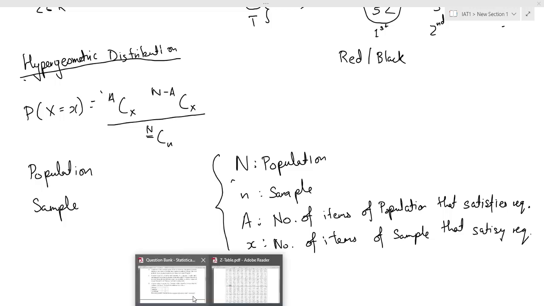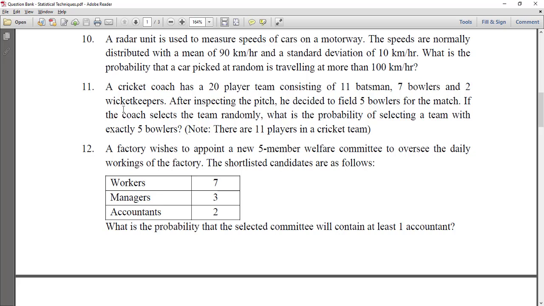Right? So let us look at the first sum. Look at question number 11. What have they given us? A cricket coach has a 20-player team consisting of 11 batsmen, 7 bowlers and 2 wicket keepers. So what is the total size of the team? The total size of the team is 20. So population is 20. After inspecting the pitch, he decided to field 5 bowlers for the match. If the coach selects the team randomly, what is the probability of selecting a team with exactly 5 bowlers?